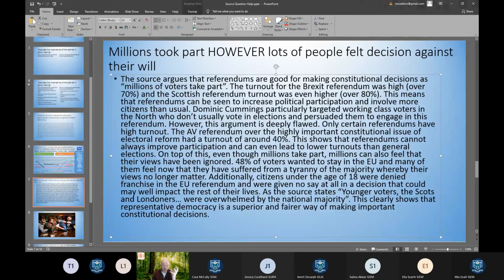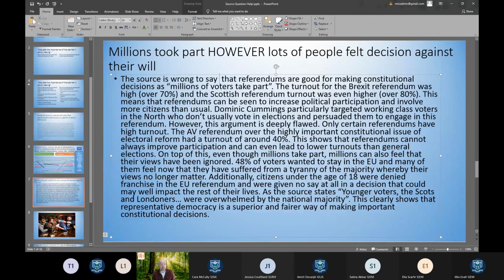Paired them up, started with what the source is saying, addressed the source directly as an actor, as a person in the room. The source is saying this. The source is right to say that. I could even go further here. I could say the source is wrong to say that. That would be fine. The source is wrong to say that referendums are good for making constitutional decisions as millions of voters take part.